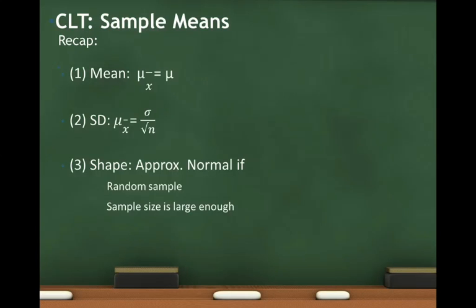The central limit theorem tells us that the mean for x bar is going to be the population mean mu. The standard deviation for x bar is the population standard deviation divided by the square root of our sample size. And the shape is going to be approximately normal if we have a random sample and the sample size is large enough.